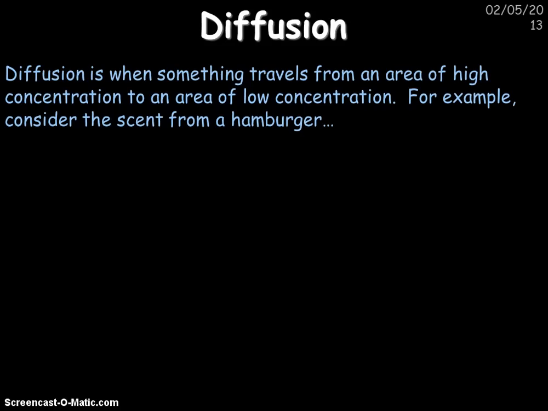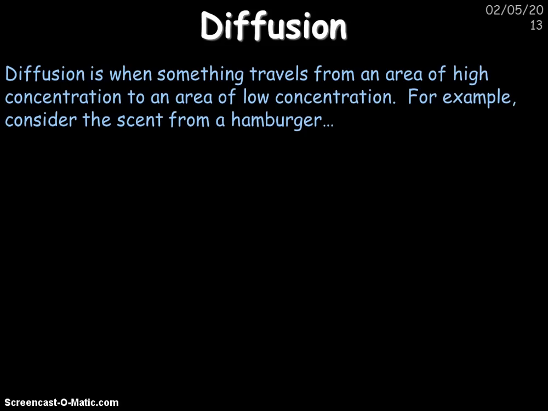Now you should be able to give an accurate description of what diffusion is. So really you need to learn this off by heart, because usually it's worth about 2 marks, and you should be able to just give a really good definition. So diffusion is when something travels from an area of high concentration to an area of low concentration.